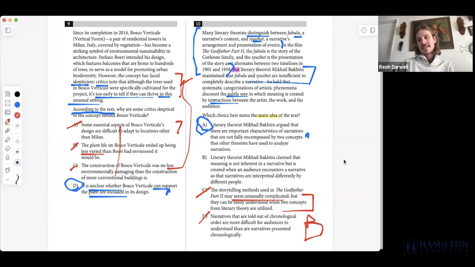Now, finally, this is kind of our sophisticated distractor, okay? This is what I would call, let's see if I'm allowed to draw a fish. That's supposed to be a fish. This is a Finding Nemo distractor, right? Meaning is not inherent in a narrative, but created when an audience encounters a narrative, so that narratives are interpreted differently by different people, all right? This is sort of like a death of the author type thing here. It's kind of interesting, right? But is that in this text? No, this text says that a narrative can't just be described by a few different forms. We have to go beyond that and embrace subtlety. So A.